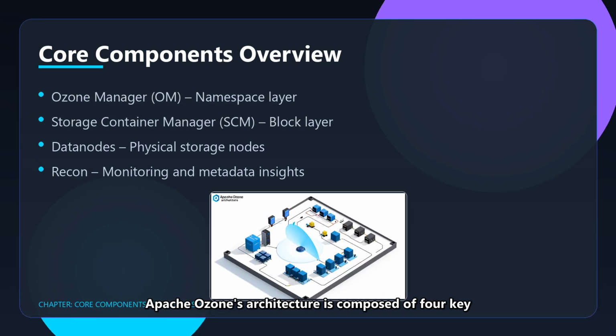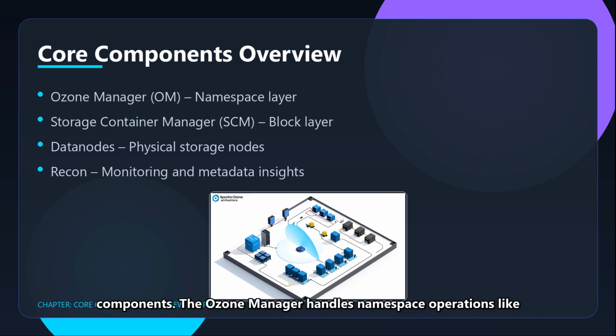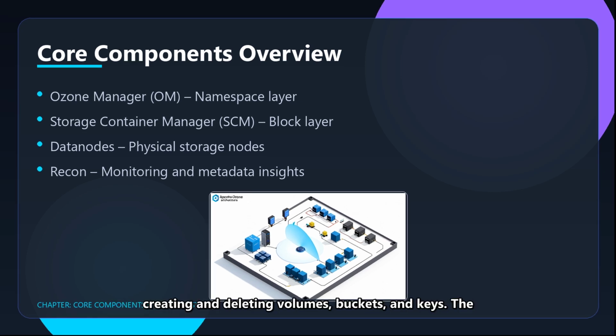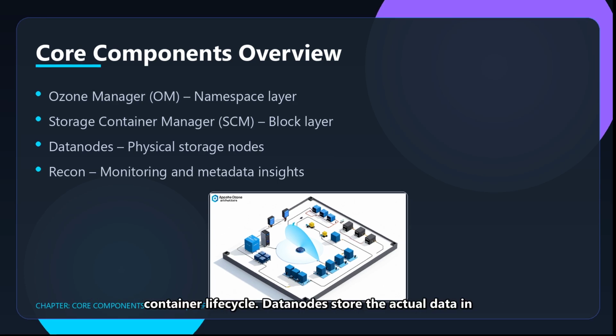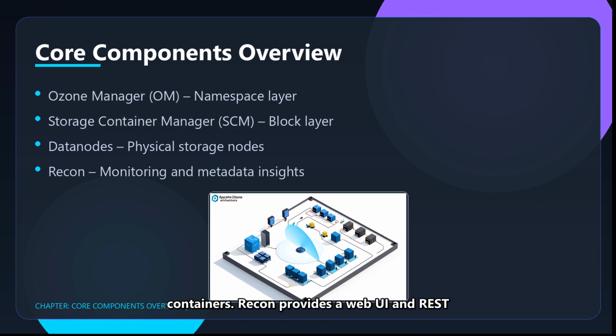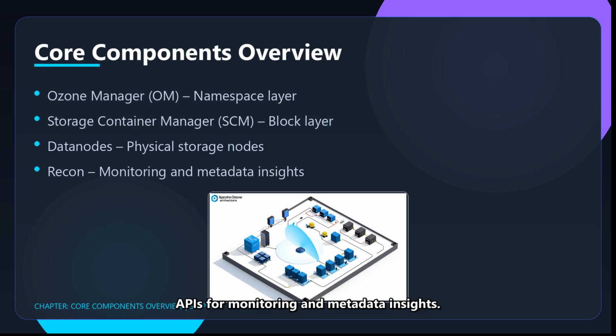Apache Ozone's architecture is composed of 4 key components. The Ozone Manager handles namespace operations like creating and deleting volumes, buckets, and keys. The Storage Container Manager manages block placement, replication, and container lifecycle. Datanodes store the actual data in containers. Recon provides a web UI and REST APIs for monitoring and metadata insights.